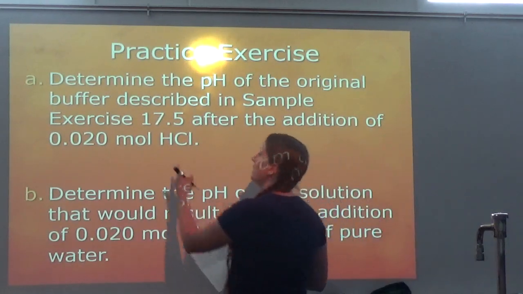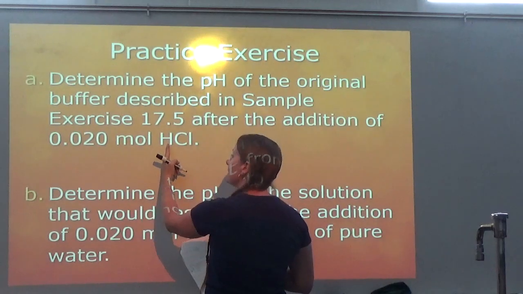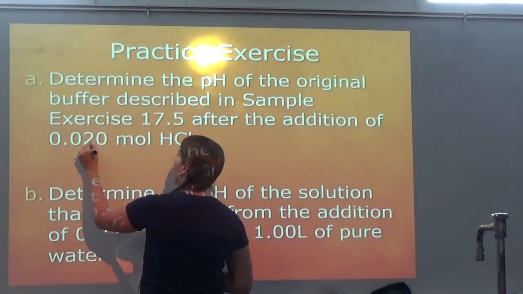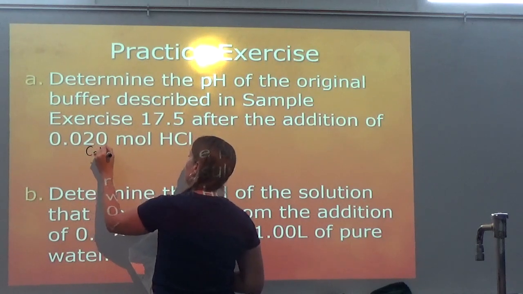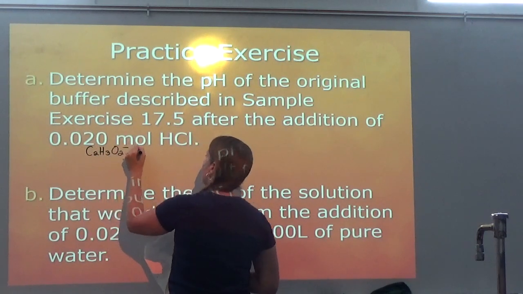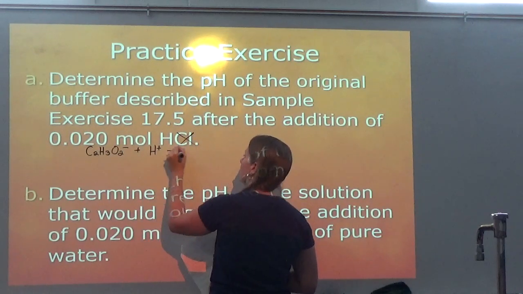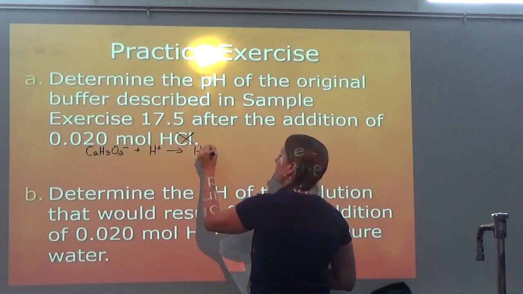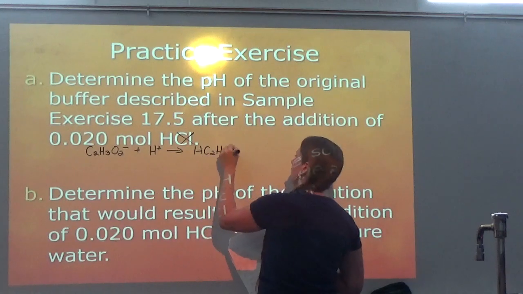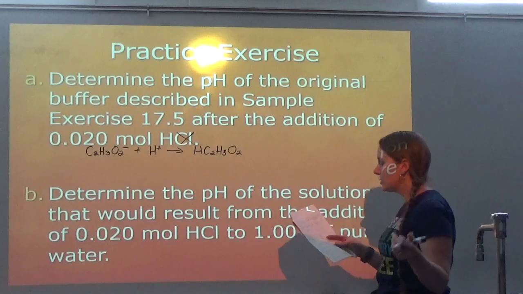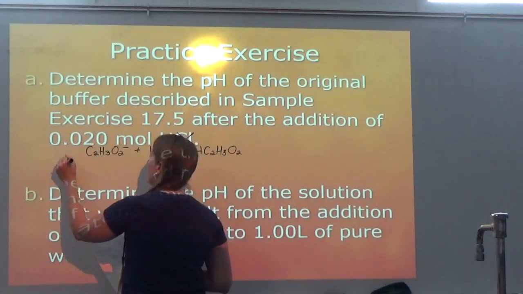Okay, so because I'm adding an acid, that's going to react with the acetate, not with the acetic acid. So I take my acetate and I add, remember we're not worried about the Cl, just the H+. And what that's going to give me is HC2H3O2. It's going to give me my acetic acid. And so then I set up my bar chart.